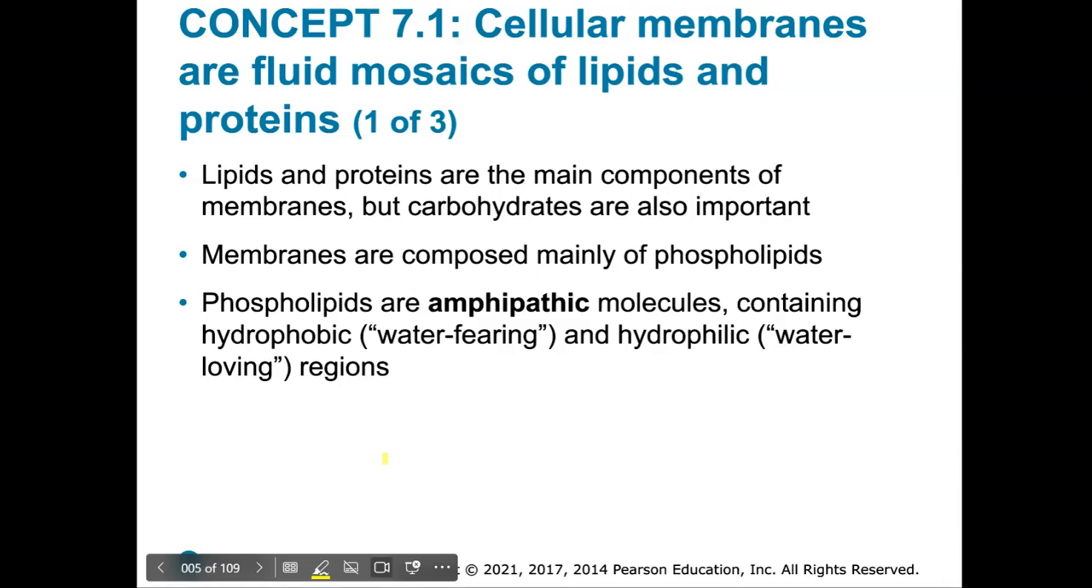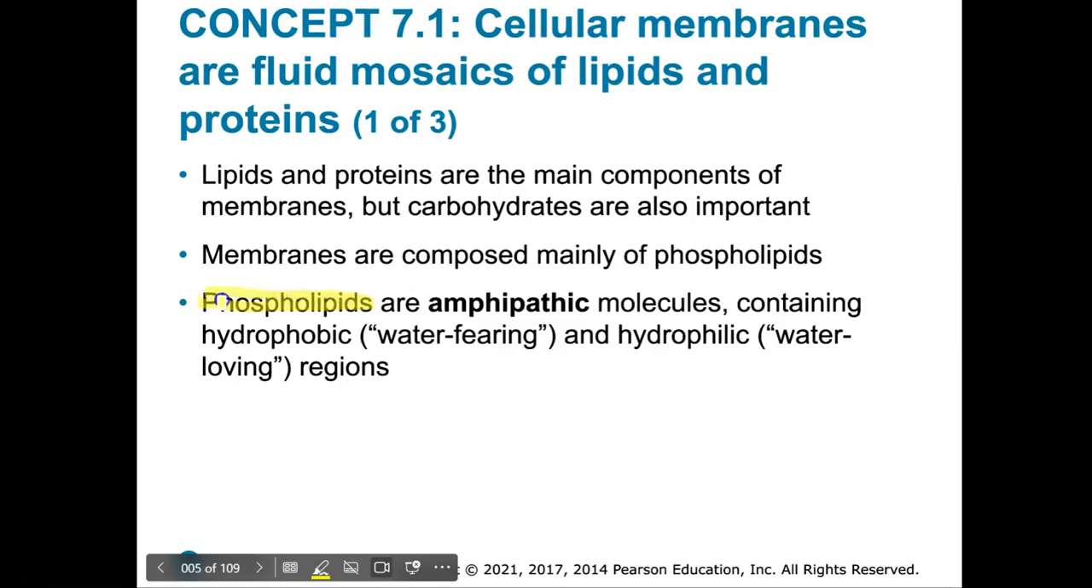Okay, the plasma membrane is, we always use this term fluid mosaic. The plasma membrane is a fluid mosaic of lipids and proteins, okay? The main component of the plasma membrane is a double layer of phospholipids. We call it the phospholipid bilayer.